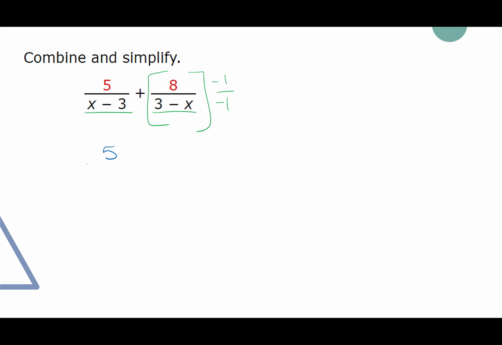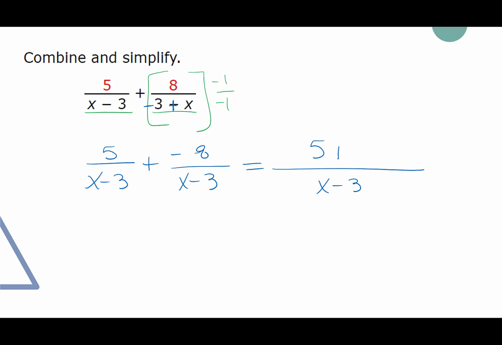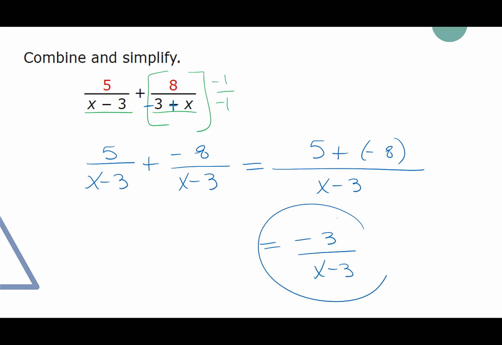And so now the problem is 5 over x minus 3 plus negative 8. When I multiply the denominator 3 minus x times negative 1, the signs will change. So this will be a negative 3 and a positive x. And I'm going to switch them to be in descending order. So this will be x minus 3. Now I have a common denominator of x minus 3, and I have 5 plus negative 8. When I simplify the numerator, it's negative 3 over x minus 3, and that's your final answer.